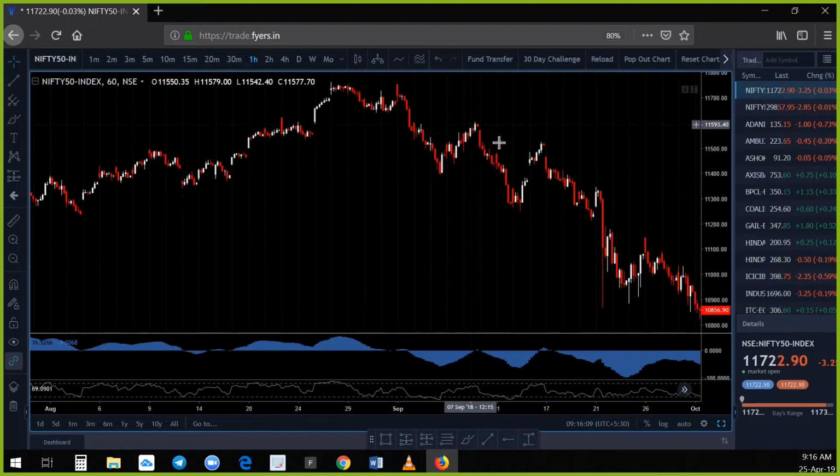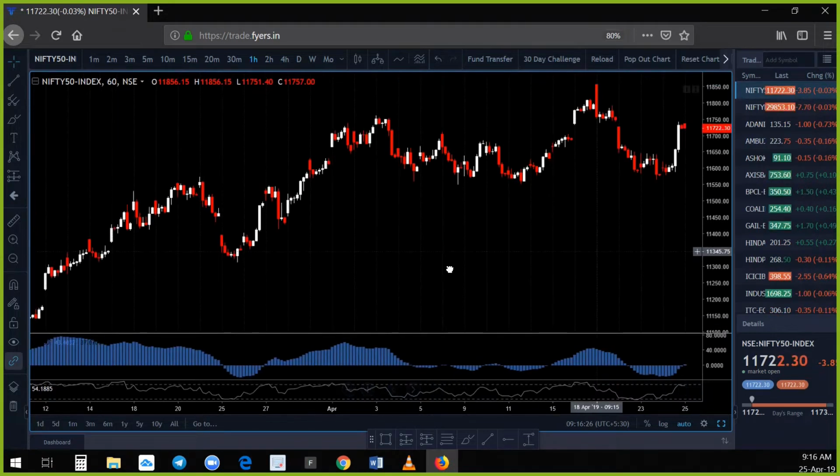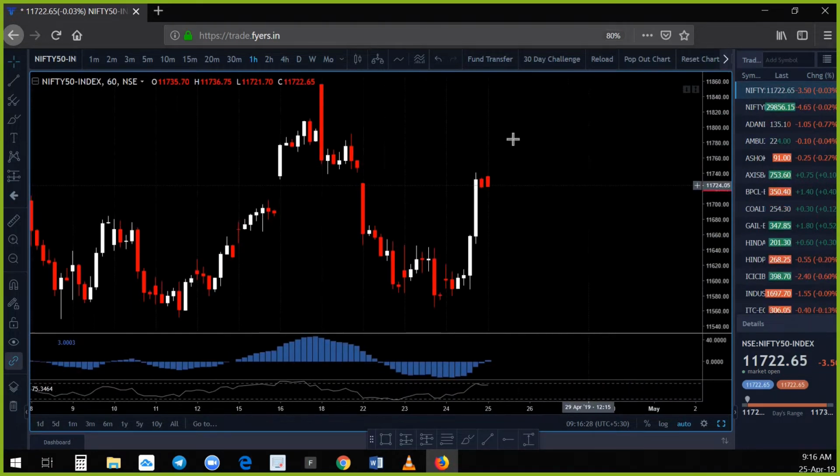So this is a possibility. So this pullback can be treated as this or this. It doesn't mean कि बाय साइड का मोमेंटम आ चुका है बट इग्नोर नहीं कर सकते. बट इस केस पे द मोमेंटम इज डेफिनेटली बिल्डिंग अप फॉर द अपसाइड.